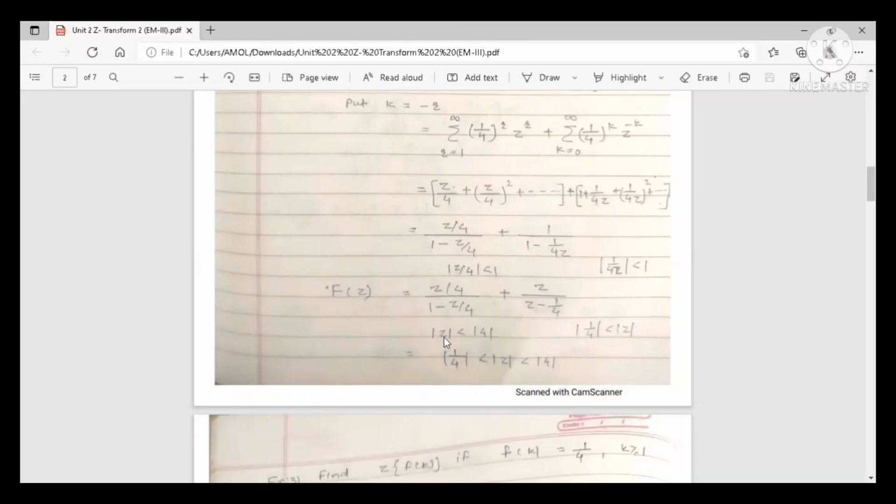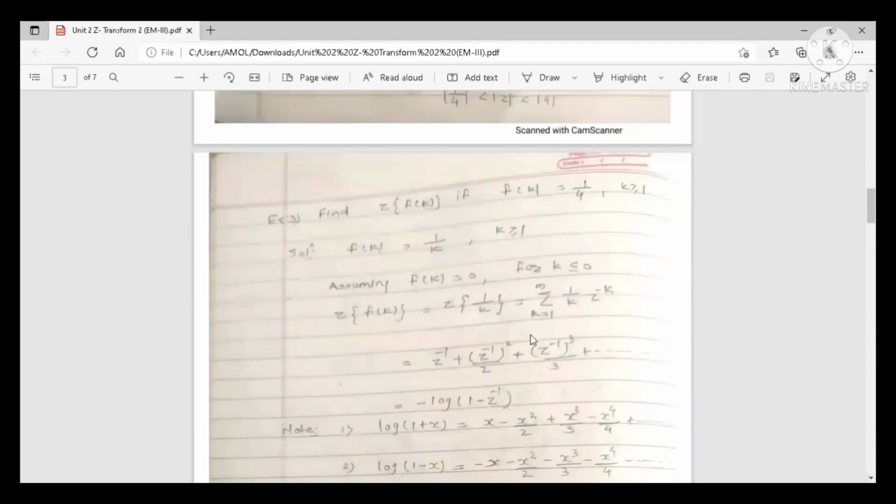Here, for the first term, it is mod z less than mod 4. And for the second term, the condition is mod of 1 by 4 less than mod z. So the complete combined condition is mod of 1 by 4 less than mod z less than mod of 4. So this is the answer. This is the Z transform of the sequence.